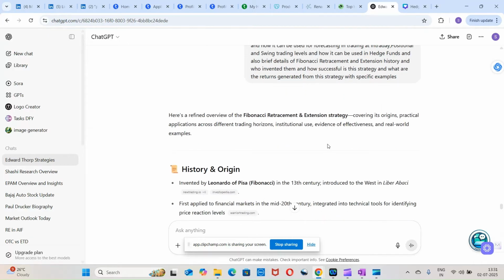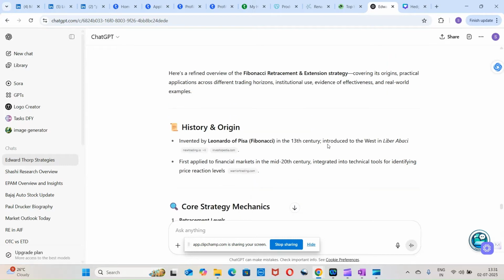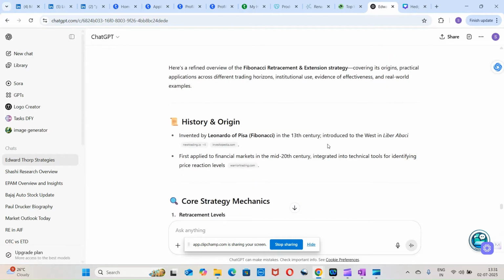So the Fibonacci series is a common series, and it's a pattern that occurs in nature in pretty much everything, from flowers to shells to even galaxies. It was invented by Leonardo of Pisa, Fibonacci, in the 13th century, and introduced to the West in Liber Abaci. The first application in the financial markets was done in the mid 20th century, and it was integrated into technical tools to identify price reaction levels.